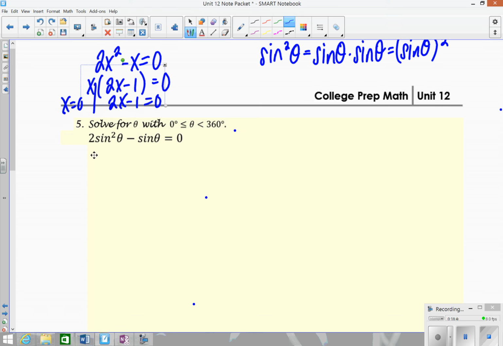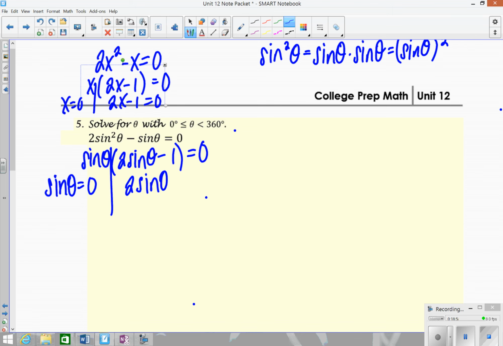So I'm going to just show you without replacing it, just because you've seen it with replacing it up top. If I take a sine out of here, I'm left with 2 sine, and then a minus 1. And then I can split it and set each piece equal to 0. So this one, I'm already at the stage where I can figure out what theta is.